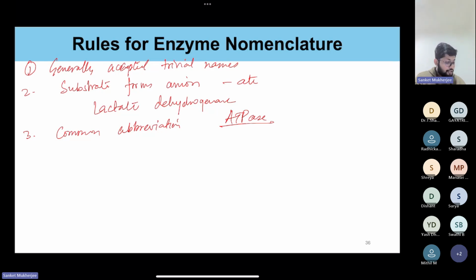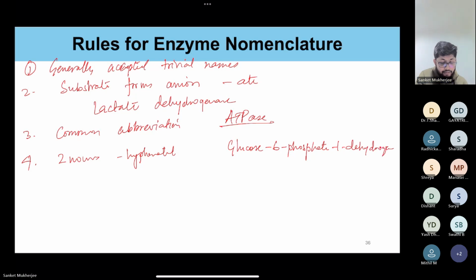It is usually discouraged. So number 4 is enzymes which have two nouns should be hyphenated. For example, glucose-6-phosphate-1-dehydrogenase. So there is a hyphen in between everywhere.